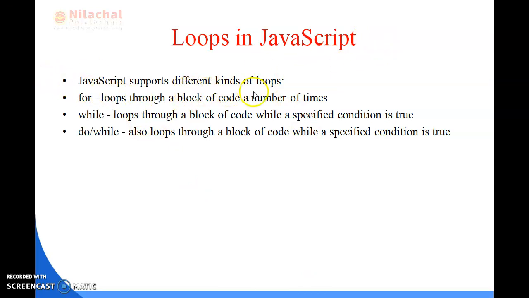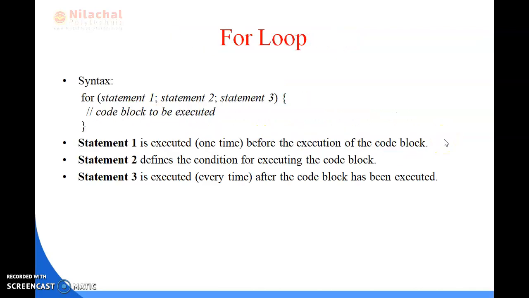JavaScript supports different kinds of loops: for, while, and do while, as in other programming languages. For loops through a block of code a number of times. While loops through a block of code while a specified condition is true. Do while also loops through a block of code while a specified condition is true. So let's see how the for loop is declared.